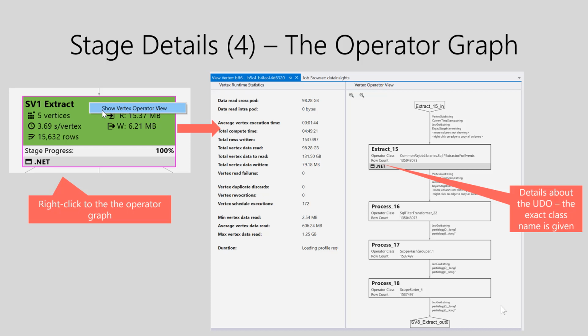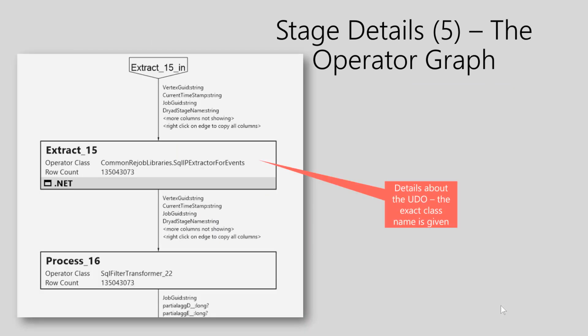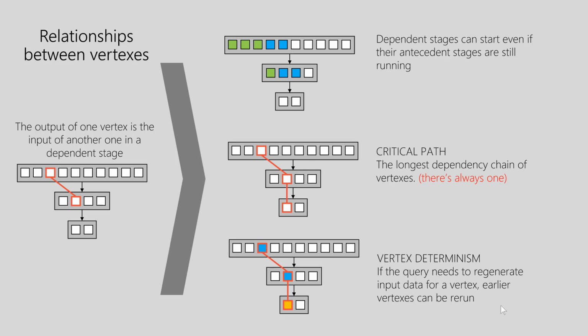And typically what we find is that when people use a lot of complex UDOs, if you see a stage that's slow and the average vertex time is very long, like 30 minutes, it tends to be because someone has written a very inefficient UDO. So how do you find the UDO? You look in the operator graph and you can zero in on it. Okay, and there's an example of the actual name for this class, the UDO class.